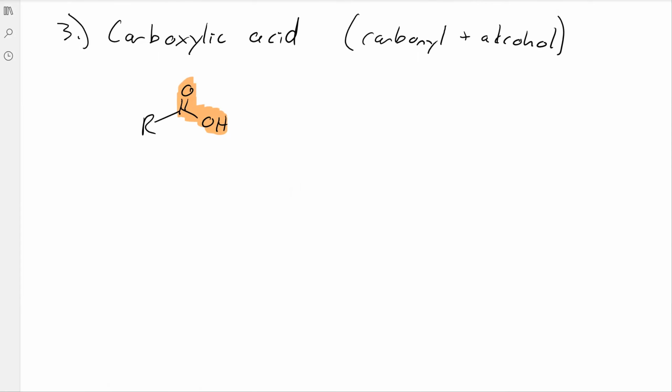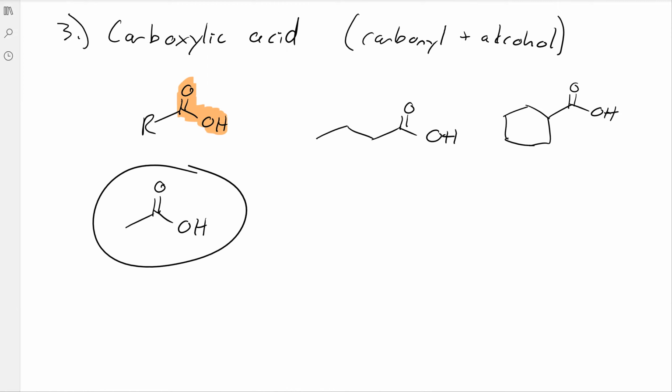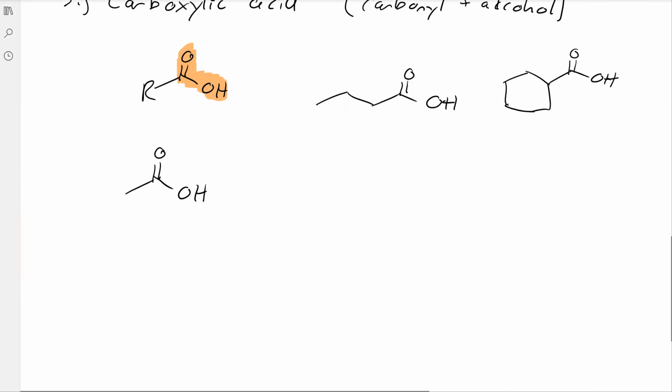It's a carboxylic acid. So there's an example of a carboxylic acid right there. You could put it in some kind of ring structure, maybe like a cyclohexane, and then you have carboxylic acid coming off the end. The most common carboxylic acid is right there. That's acetic acid, otherwise known as vinegar, right? So vinegar is mostly water with some acetic acid, and that's what gives it that vinegary taste.